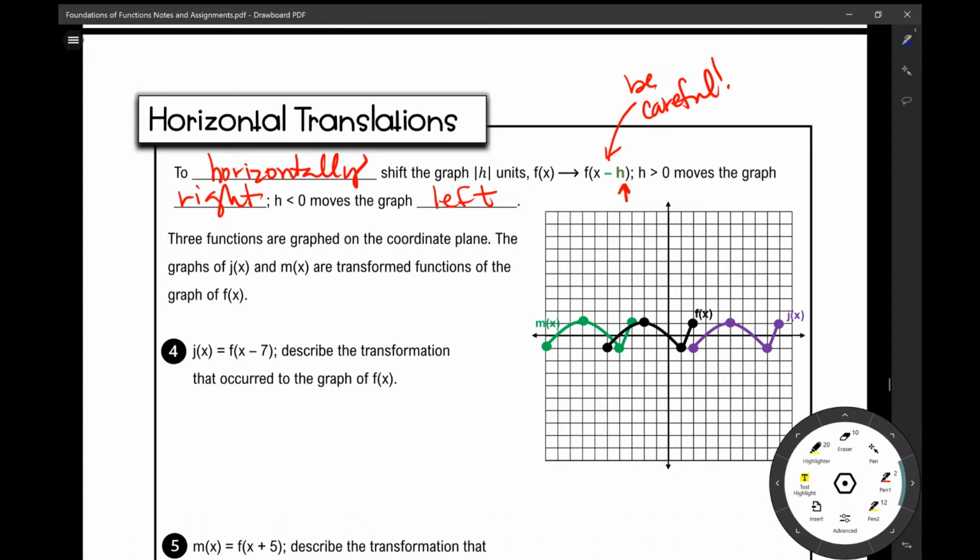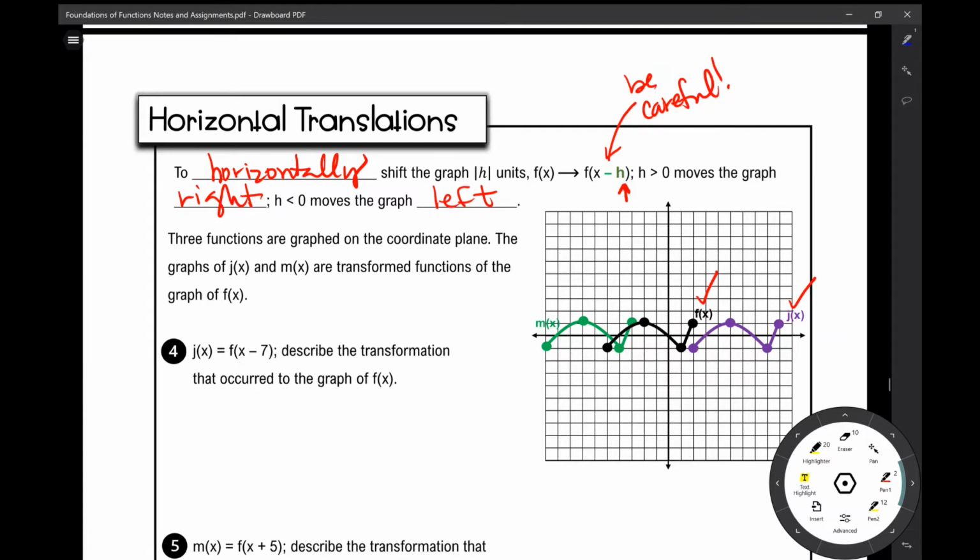So given this first example, three functions are graphed on the coordinate plane. The graphs of j of x and m of x are transformed functions of the graph of f of x. So take a moment to look at these graphs. In number 4, it says j of x equals f of x minus 7. Describe the transformation that occurred to the graph of f of x. So we're looking at f of x right here and j of x, which is the one in purple. So what happened? Did the function move to the right or to the left? It actually moved to the right.